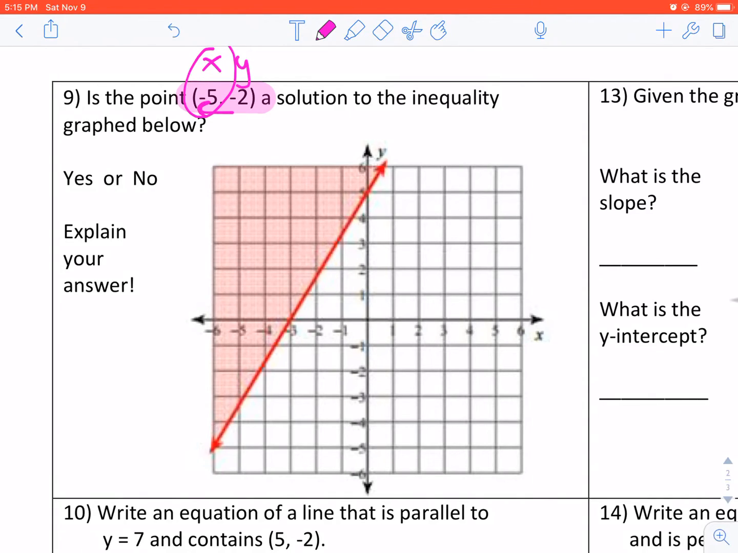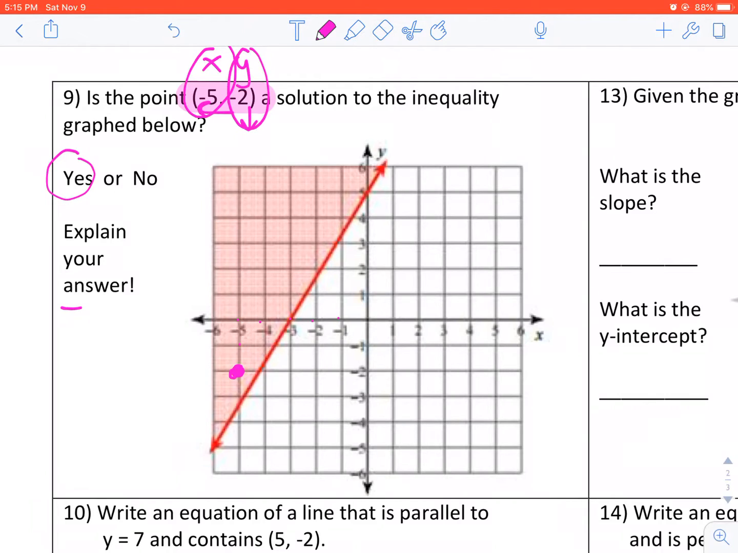-5 is going to be to the left. And then your Y-axis, -2, is going to be down. This is on your Y-axis. So let's go -5. 1, 2, 3, 4, 5. And then we're going to go down 2. And so this is the point (-5, -2). Is that a solution to the inequality? Yes. Explain your answer. Why is it a solution?